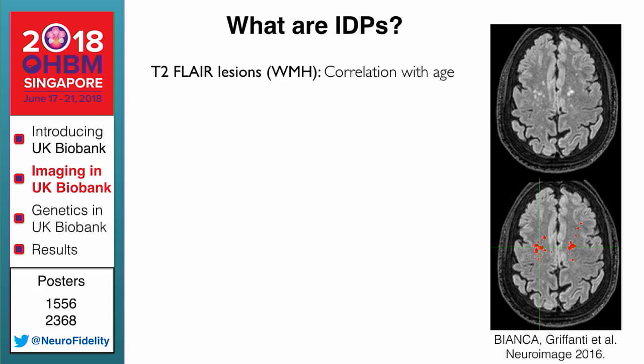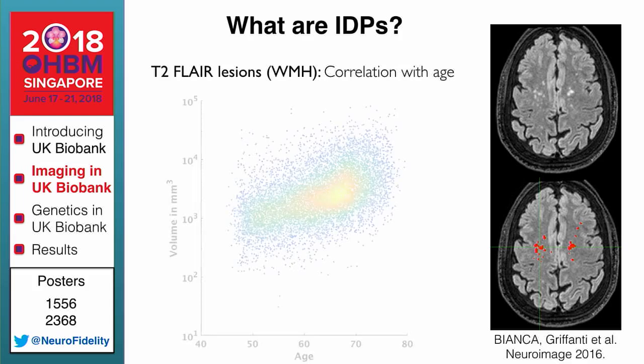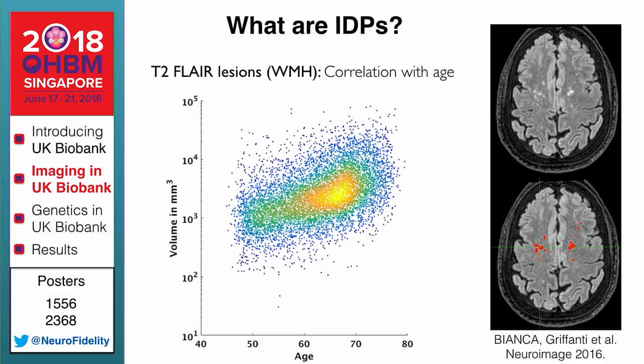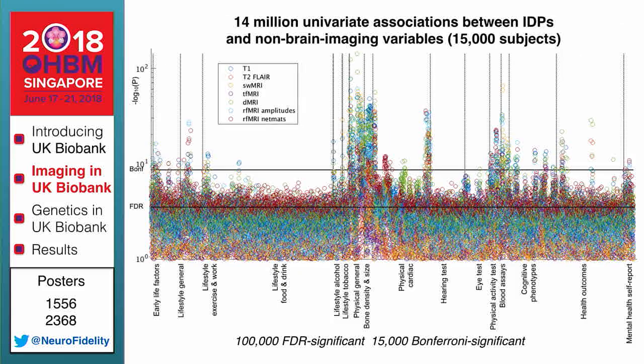So what can we do with an IDP like this? Basically, correlate it with other measures. For example, this is the known relationship between the volume of the white matter hyperintensities and age. But this is just one association that we can find. Actually, we have run 40 million univariate associations between IDPs and non-brain imaging variables on the first batch of 15,000 subjects that we have processed.